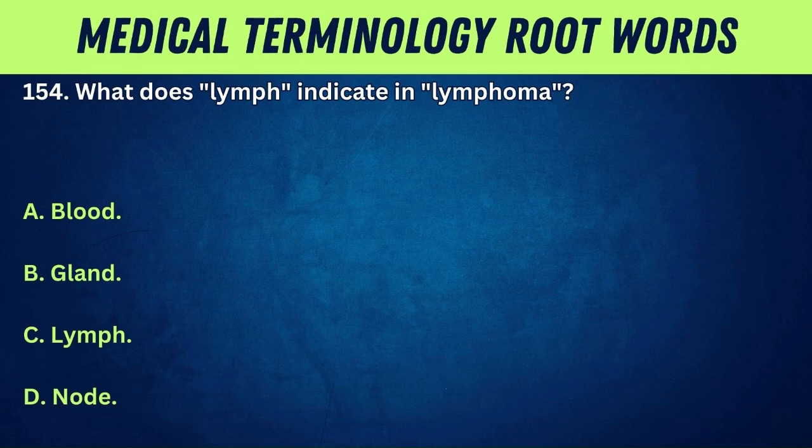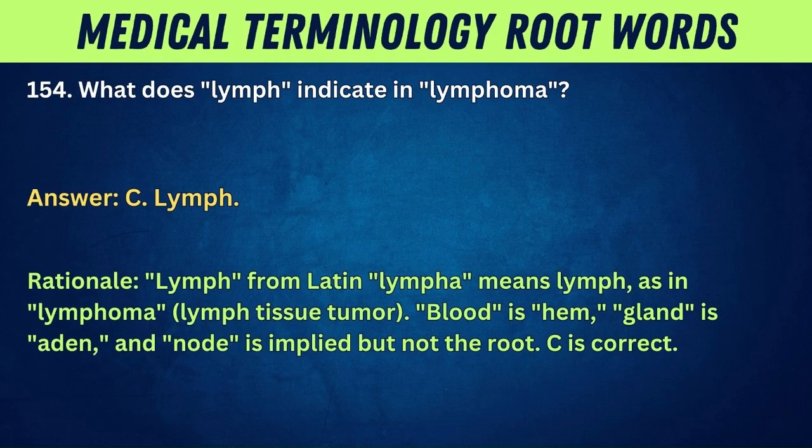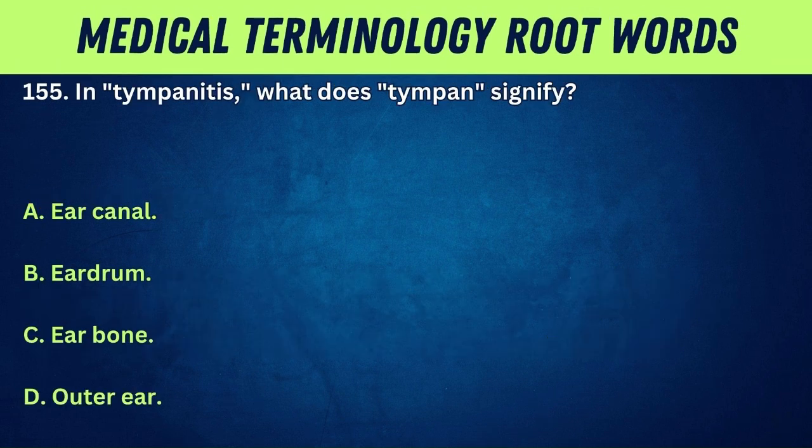A. Blood. B. Gland. C. Lymph. D. Node. Answer: C. Lymph. Rationale: lymph from Latin lympha means lymph, as in lymphoma, lymph tissue tumor. Blood is hem, gland is aden, and node is implied but not the root. C is correct. 155. In tympanitis, what does tympan signify?